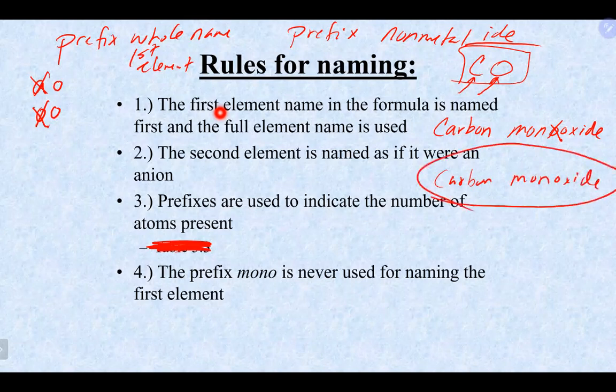So those are a couple of the rules that are important. Mono can be used on the second name, no problem, but not the first name. And we typically get rid of the vowel when we get an a and o or an o and an o that come together.